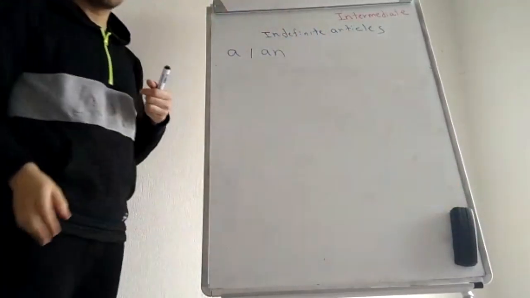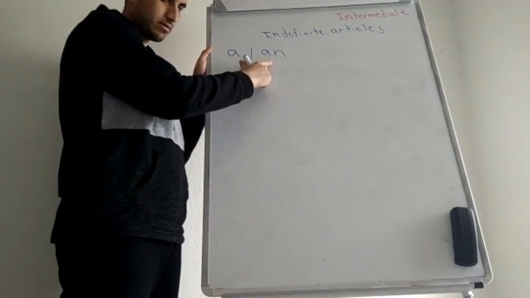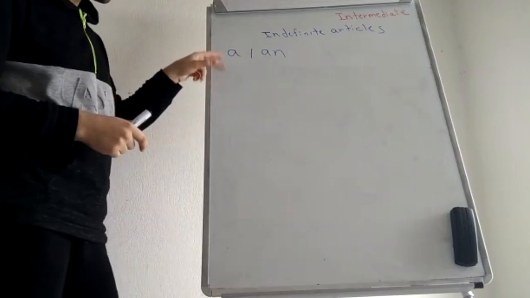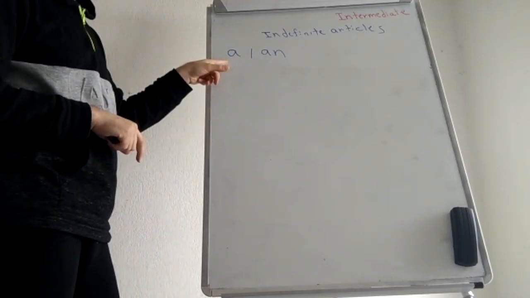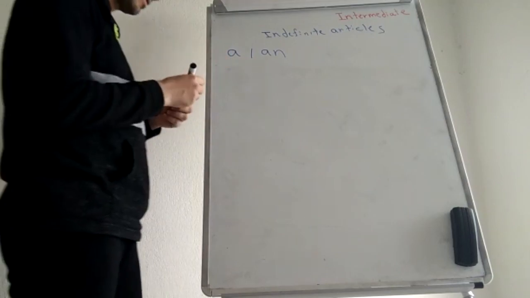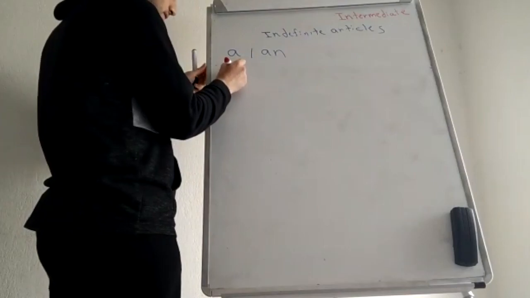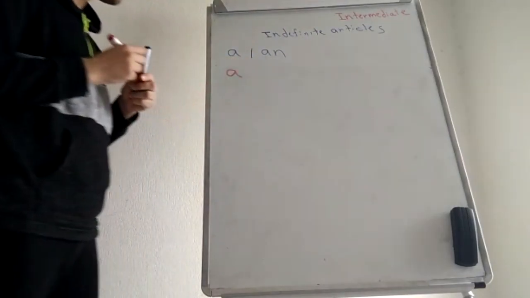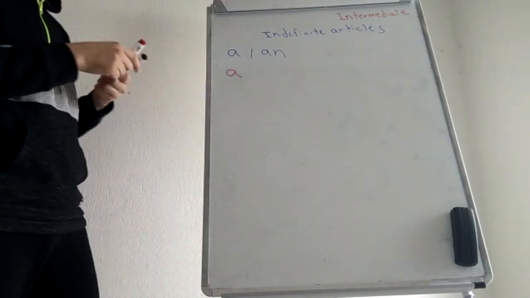Okay, now we need to know when can we use a and when can we use an. We need to learn about the use. So let's start with a. We use a with consonants.